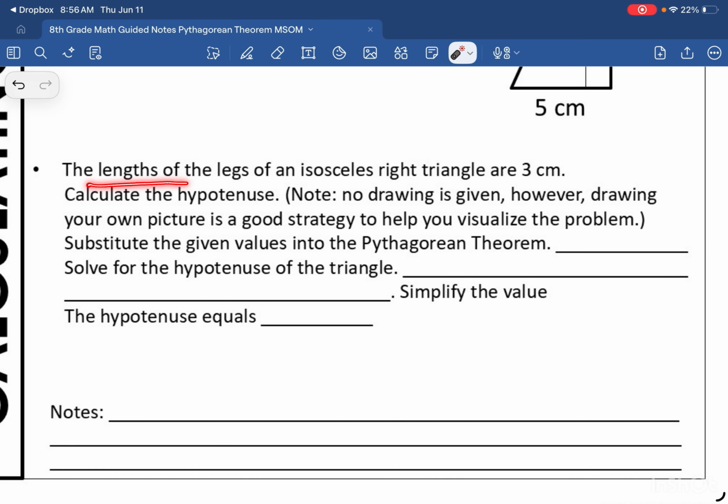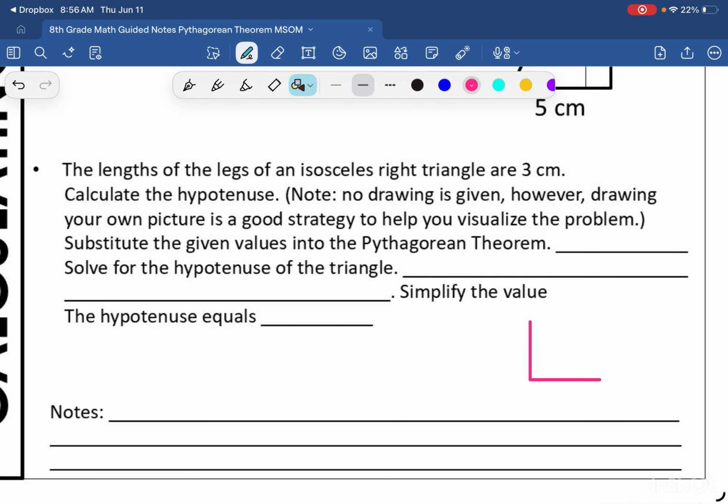The lengths of the legs of an isosceles right triangle. So remember, isosceles means that two side lengths are the same, and they are 3 centimeters. Calculate the hypotenuse. Note, no drawing is given. However, drawing your own picture is a good strategy to help you visualize the problem. All right, so let's go ahead and draw a picture of a triangle. I know it's a right triangle, and I know the leg lengths are the same, so I'm going to do my best to do that.